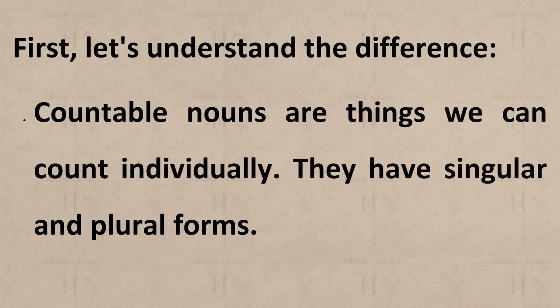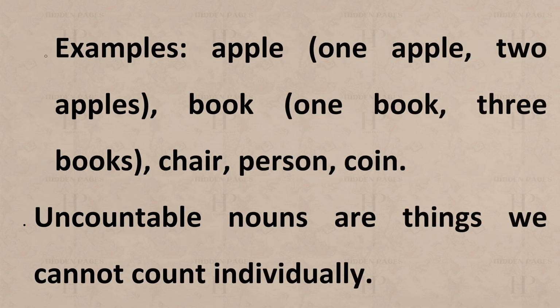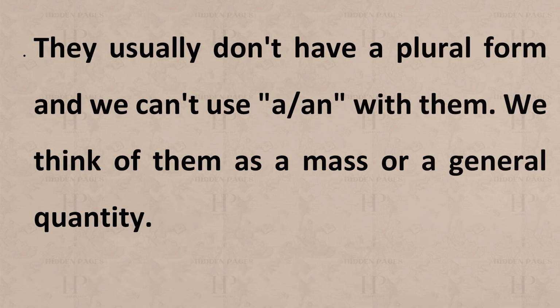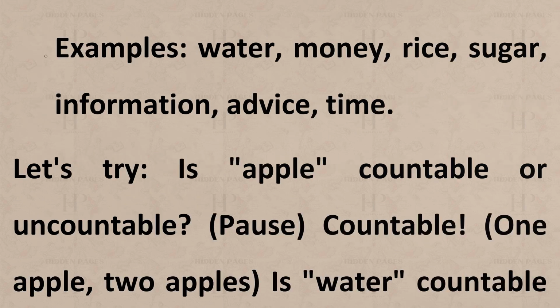First, let's understand the difference. Countable nouns are things we can count individually. They have singular and plural forms. Examples: apple, 1 apple, 2 apples; book, 1 book, 3 books; chair, person, coin. Uncountable nouns are things we cannot count individually. They usually don't have a plural form, and we can't use an with them. We think of them as a mass or a general quantity. Examples: water, money, rice, sugar, information, advice, time.